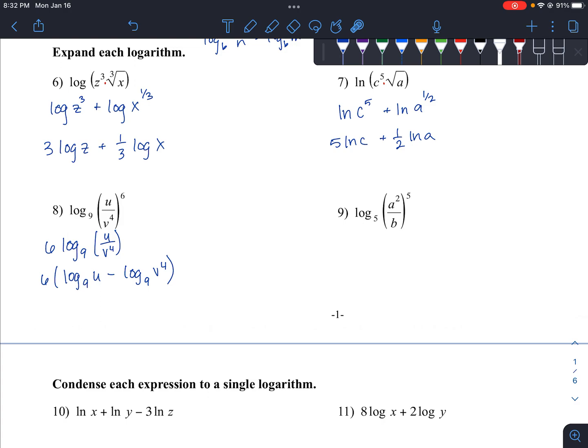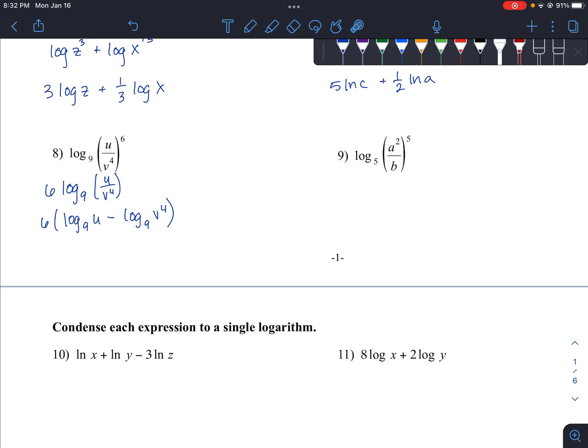Again, this 6 applies to both logarithms because I expanded this logarithm while it had a multiplier. And then this one's good. I just need to drop the 4 down there. So this would be 6 log base 9 of u minus 4 log base 9 of v. And then I'll distribute the 6 to both terms. So I'll have 6 times log base 9 of u minus 24 log base 9 of v. And there you go.